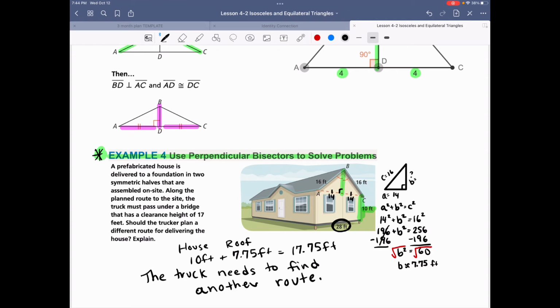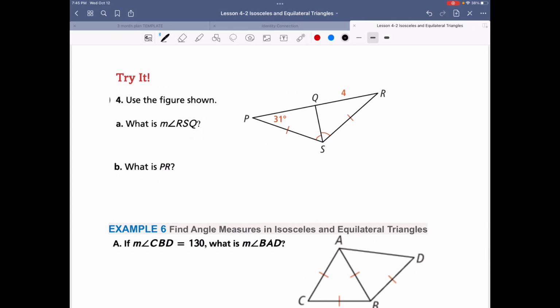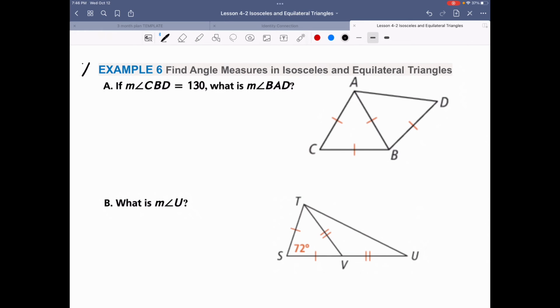Okay, when you're ready, turn your page. I would like you to try these try-it problems with your partner. So what is the measure of RSQ and what is PR? And you can use the figure to your right to answer those questions. We'll come around and help you. For example 6, put an asterisk or highlight it.